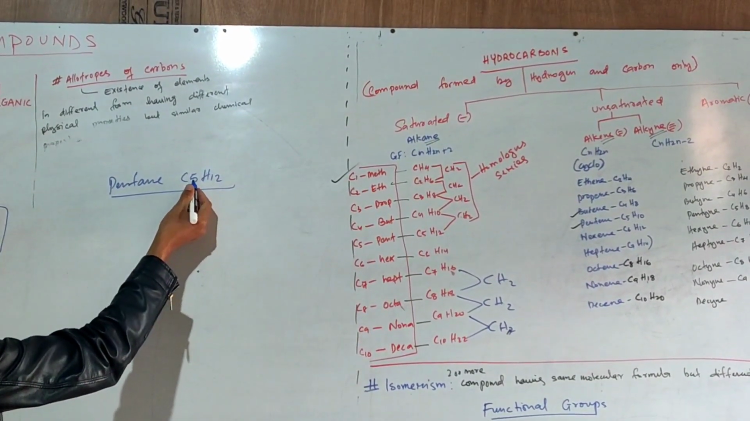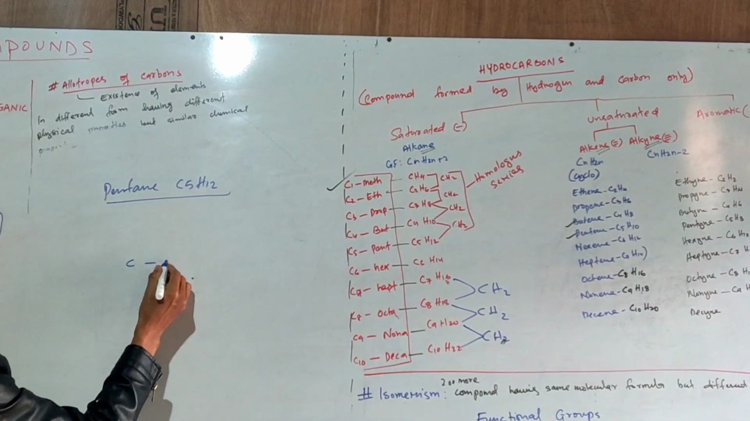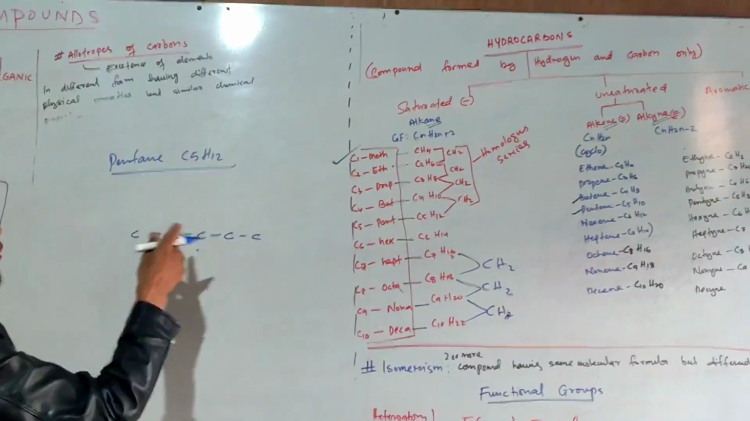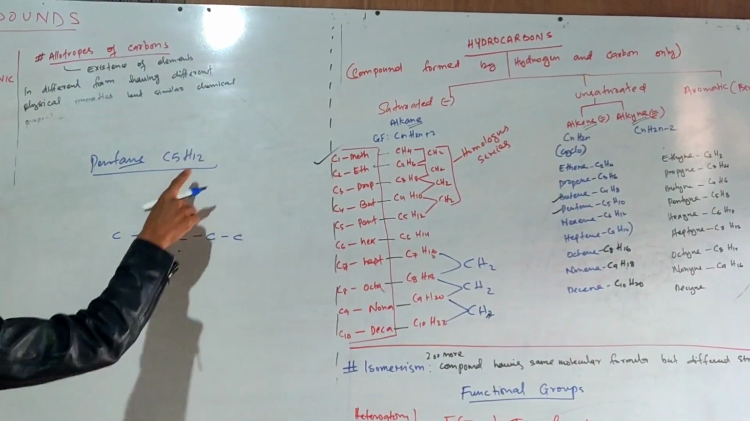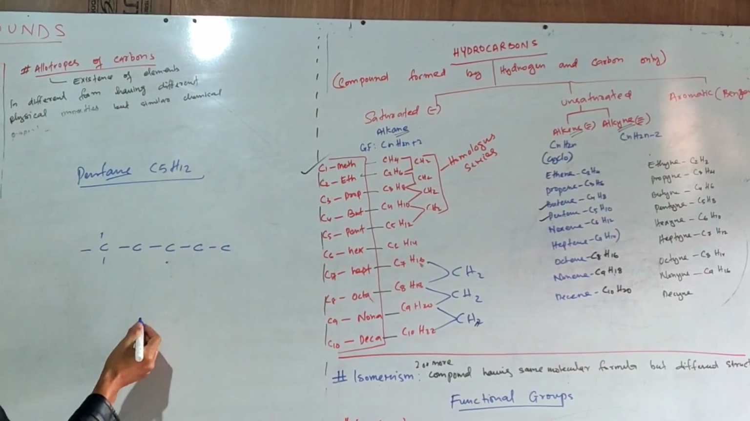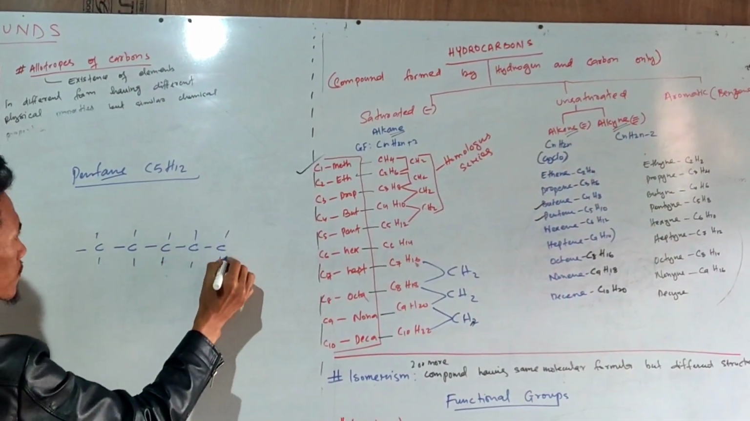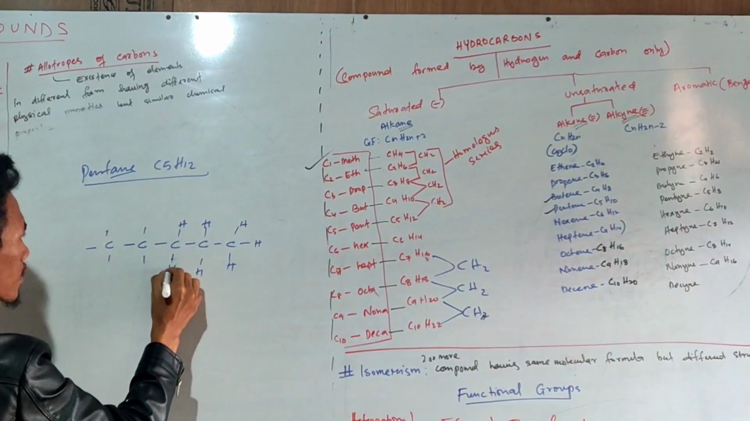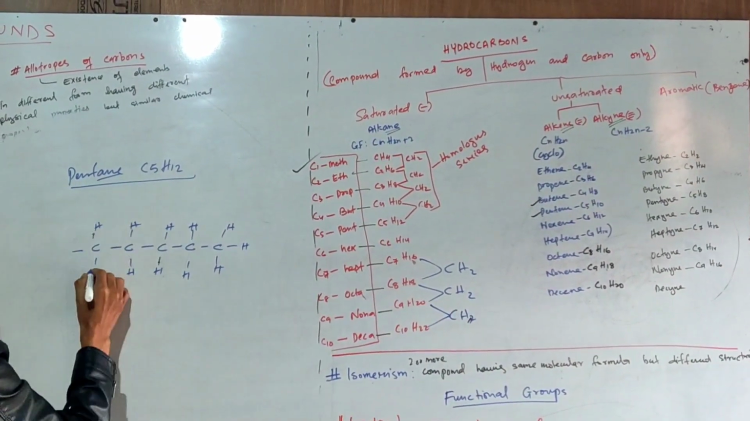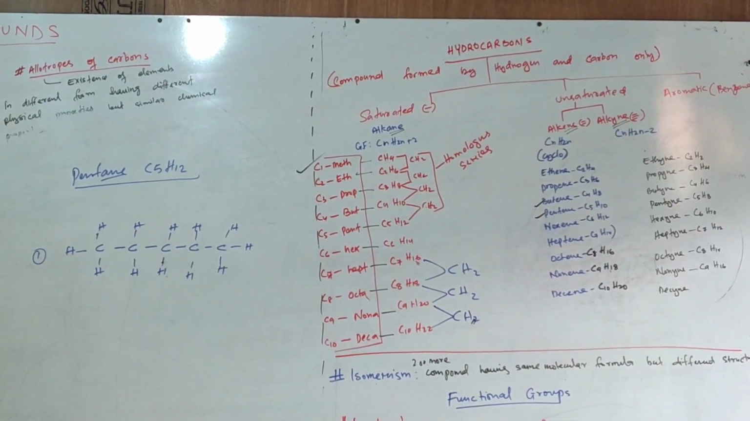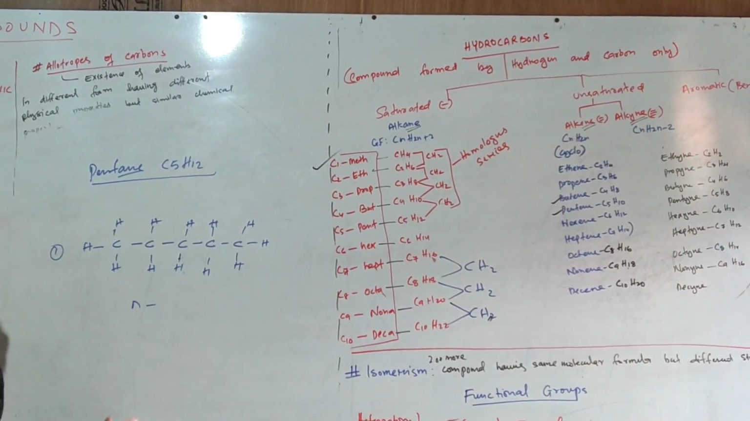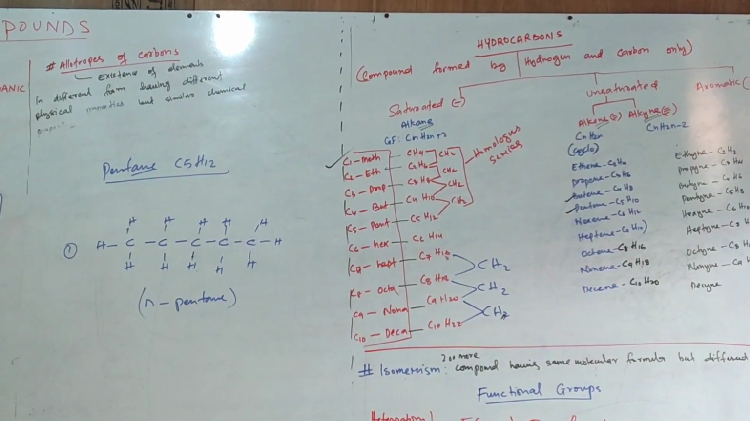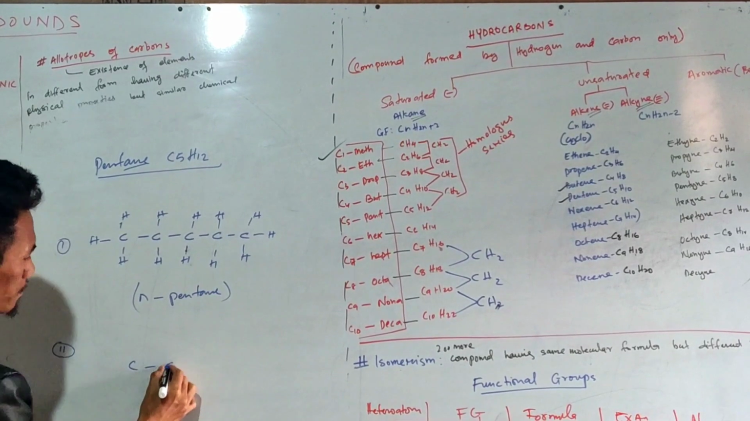How many carbon do we have? Carbon number 5. Okay, 1, 2, 3, 4, 5. I write this bond because of alkane, single bond. And we have H12: 1, 2, 3, 4, 5, 6, 7, 8, 9, 10, 11, 12. Now, it's also n-pentane. Normal pentane.